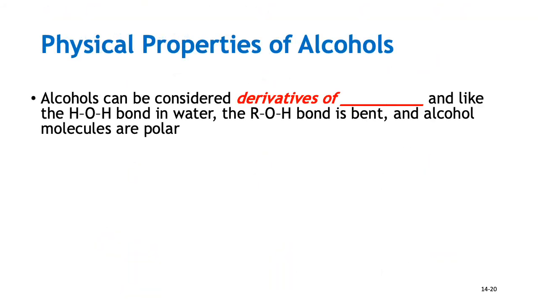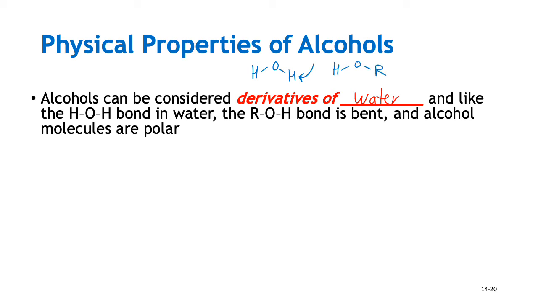Now we're going to look at something a little tricky, I suppose. Alcohols can be considered as derivatives of water. Now, why in the world would I say that? Well, I want you to consider this. Water is HOH. Now, what happens if you replace that H with an R? Well, now you get an alcohol.